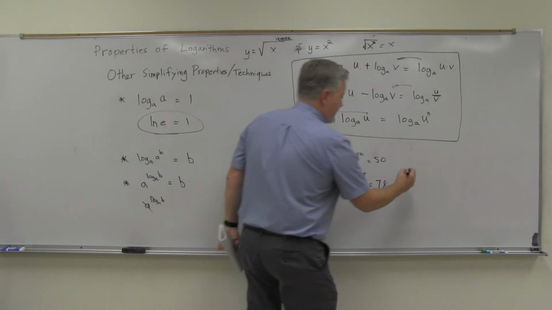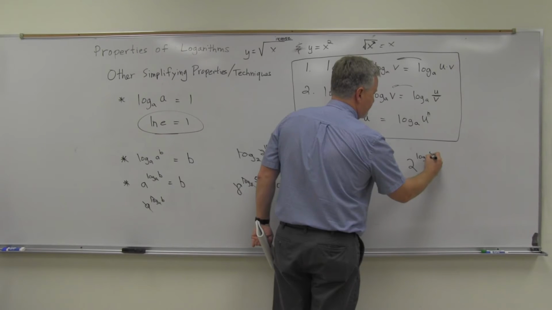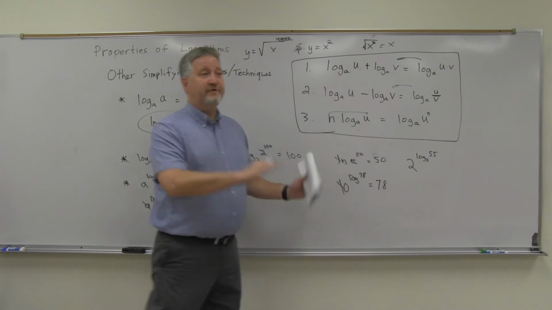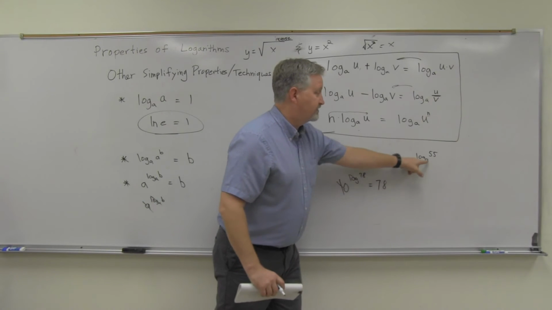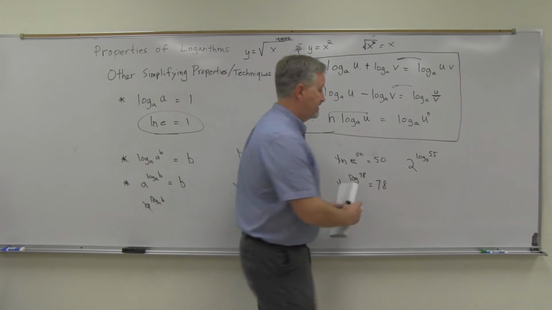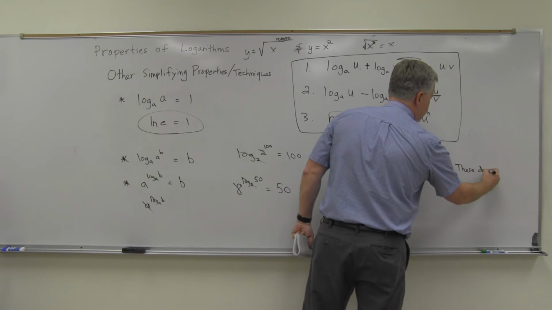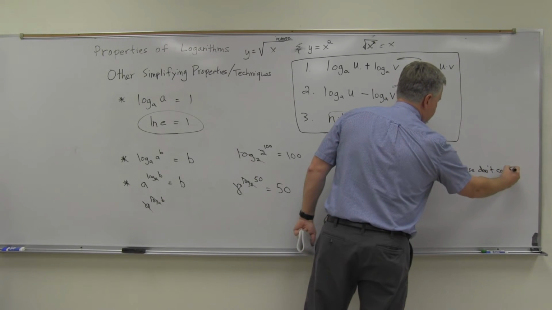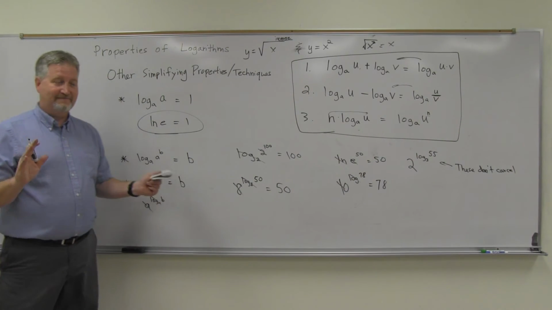So it has to match. If I try to do this with 2 to the log base 3 of 55, those don't cancel out, right? Because they're not the same base. It only works if they have the same base, okay? These don't cancel. There's no simplifying that. It has to be the same base.